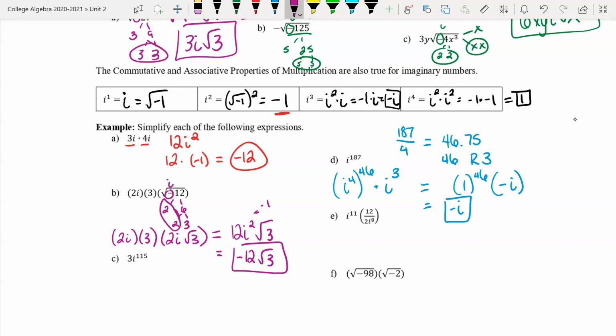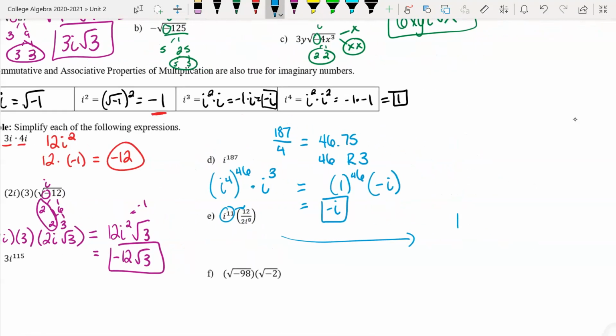Next one, i to the 11th times 12 over 2i to the 8th. So the first thing I would do would be to multiply i to the 11th by 12. So I'm going to do that one out here. You're going to get 12i to the 11th over 2i to the 8th. Now, properties of exponents, we can simplify this. So 12 divided by 2 would be 6. If it's division, I subtract the exponents, so 11 minus 8 would give me i to the third. Remember, we know what i to the third is. It's negative i. So my answer is negative 6i.